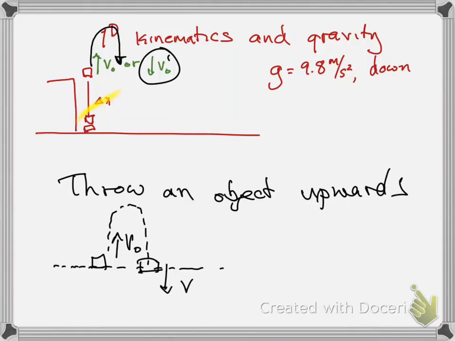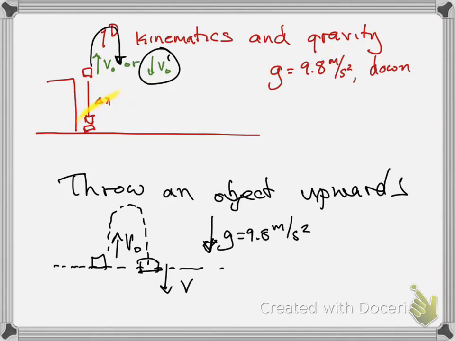So now I'm going to call it V. Its initial velocity is V0, its final velocity is V. And how does V compare to V0 when I throw it upwards? A few of you said it depends how hard you throw it. And the answer is, in the absence of all other forces, it doesn't matter how hard I throw it. If after it leaves my hands it's going at some arbitrary V0, and it's only under the influence of gravity, then it is accelerating downwards at 9.8 meters per second squared.